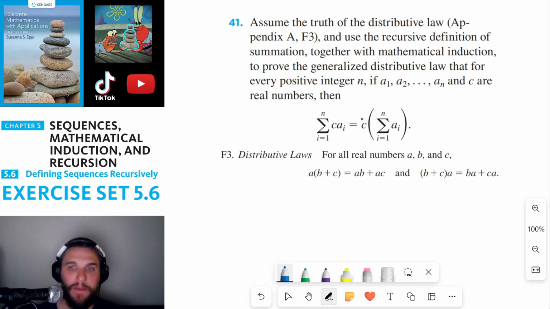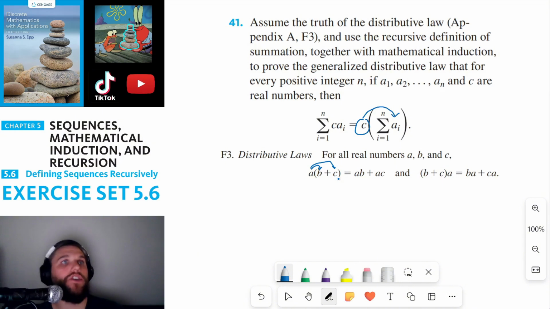So it might be tempting to take this c and essentially distribute it to each a sub I, starting at a sub 1, and eventually you get the sum of c times a sub I for each I between 1 through n. But that's not how we can apply the distributive law. The distributive law only applies if you're distributing a factor a to two terms b and c. So we have to be careful about distributing factors to multiple terms. And so this is where we have to use mathematical induction to get around this issue.